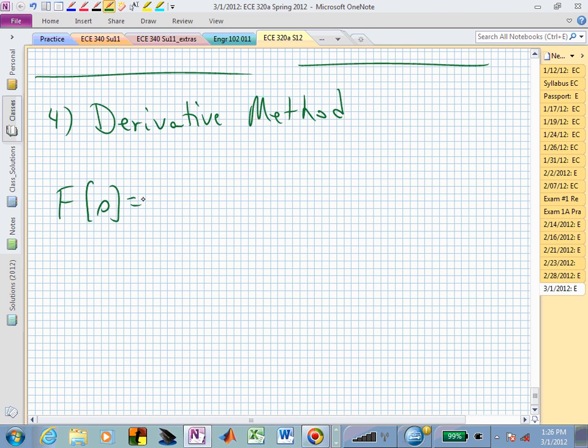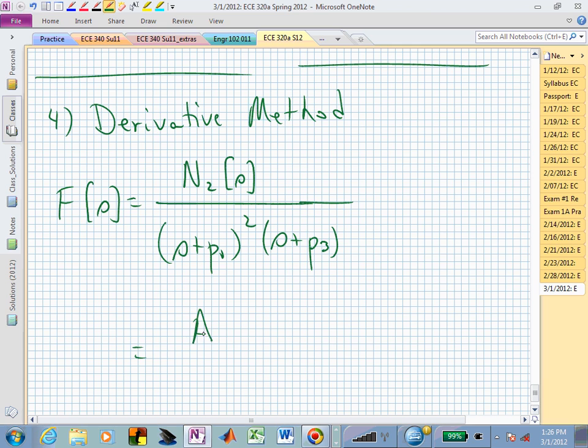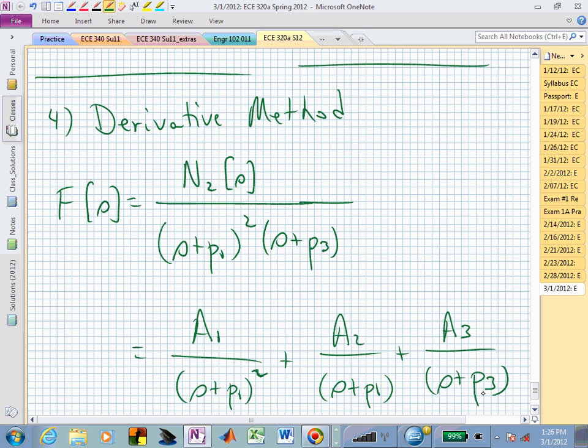Here, let's just go back to what we had started with at the beginning of today's class. Let's say we had an n sub 2 of s. We have an s plus p1 squared and an s plus p sub 3. The partial fraction expansion for this is a1 over s plus p1 squared plus an a sub 2 over s plus p1 plus an a sub 3 over s plus p sub 3.